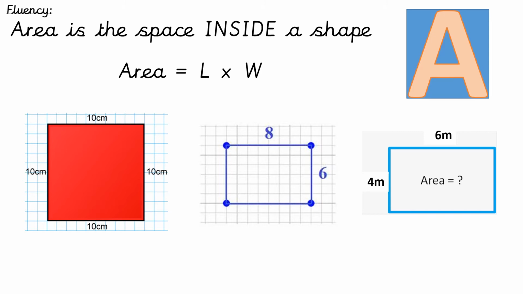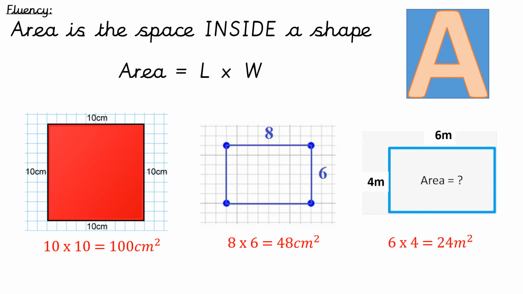So the first one is a square, so nice and straightforward, it's 10 times 10, and then you don't forget to put that little centimetre squared at the end. Then we've got 8 times 6, which is 48 centimetres squared. And then this one is metres, 6 times 4, which is 24 metres squared.